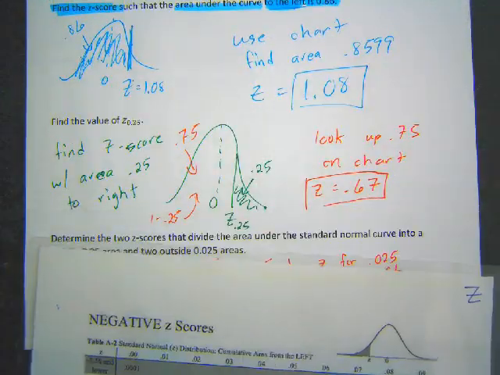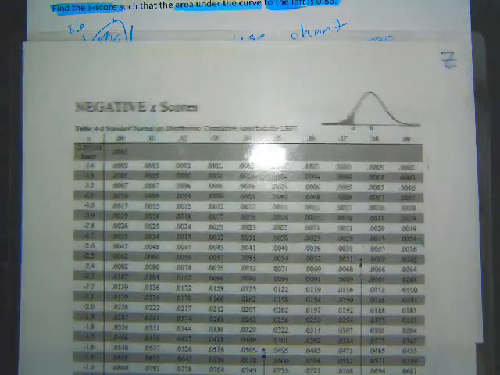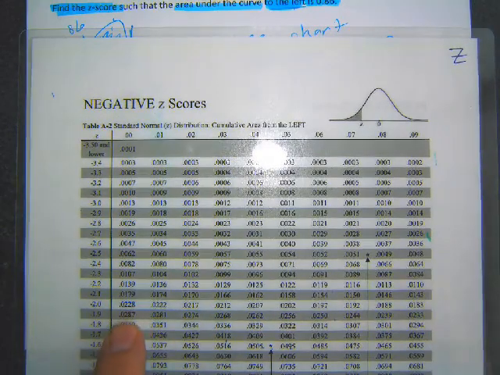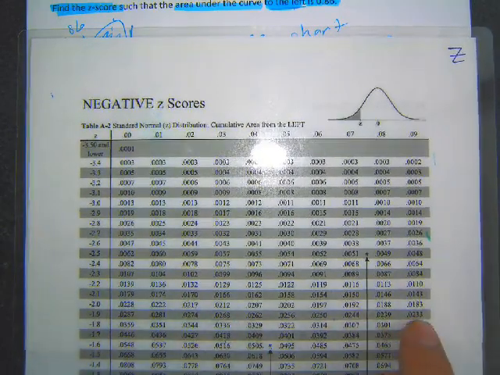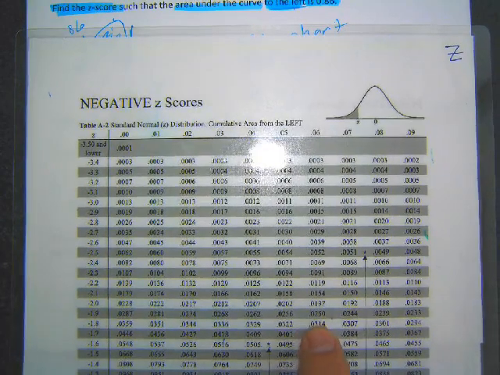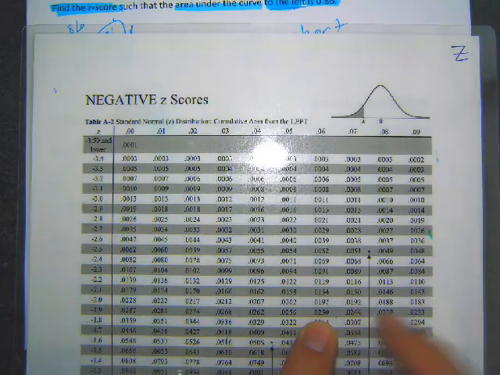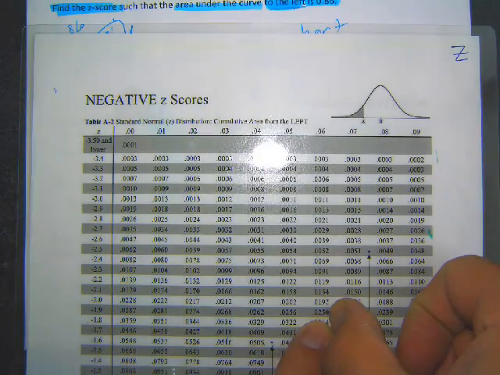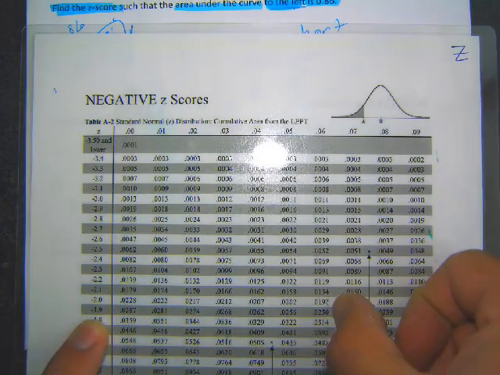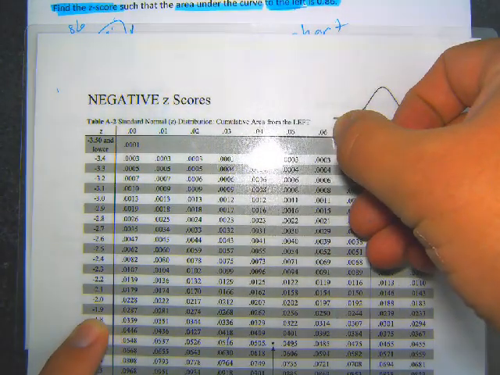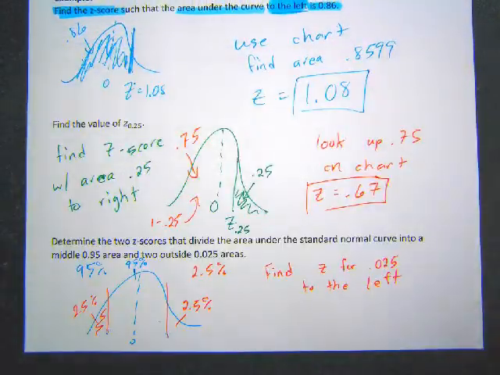Let me make sure I'm doing that right. Oh, no, 0.025. I went too far. 0.025 is, where are you? There you are. 0.025 is right there. That's what we want. That's the area we want. So what's the z-score? Well, the z-score is negative 1.96. So negative 1.96 has an area of 0.025 to the left.